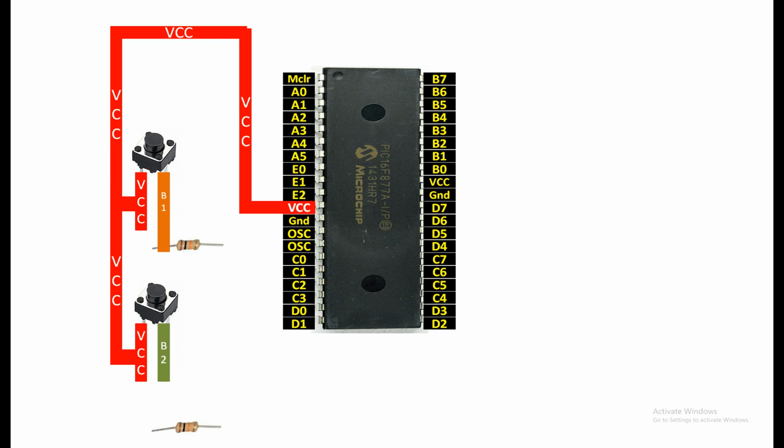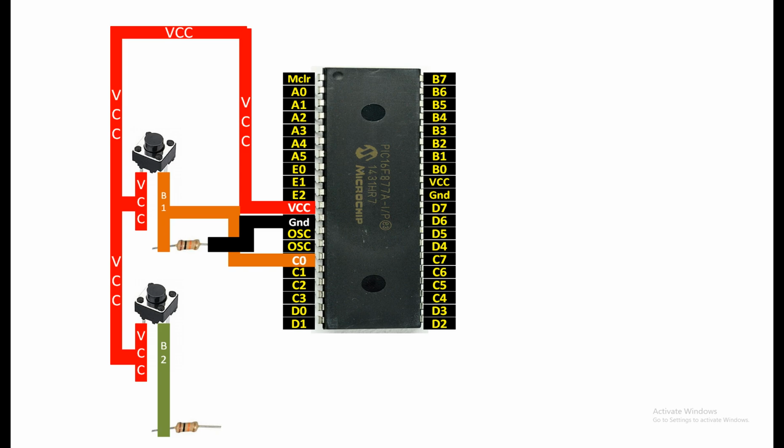For the output, you can use any available digital input output pin. I'm going to use pin number C0 for the top button. Then from the other end of this 10 kilo ohm resistor for the top button, you connect it to the ground like this. Now for the bottom button, you connect the B2 pin to one end of the 10 kilo ohm resistor like this.